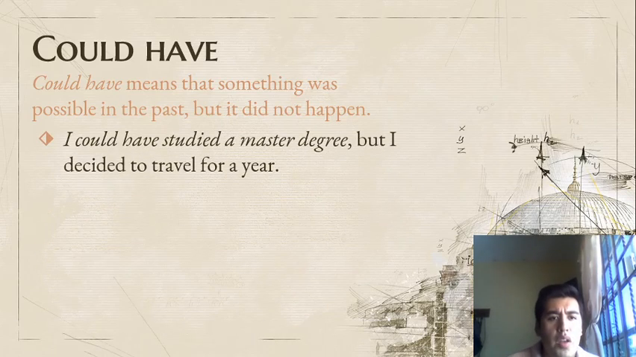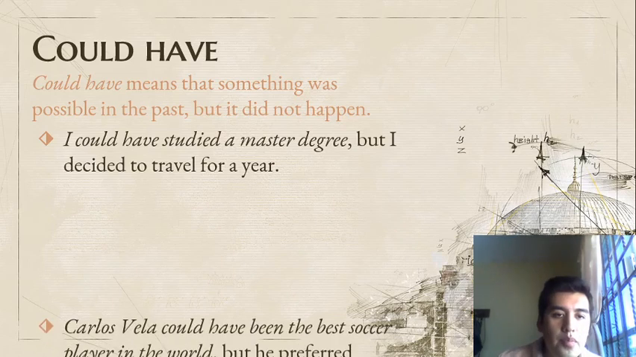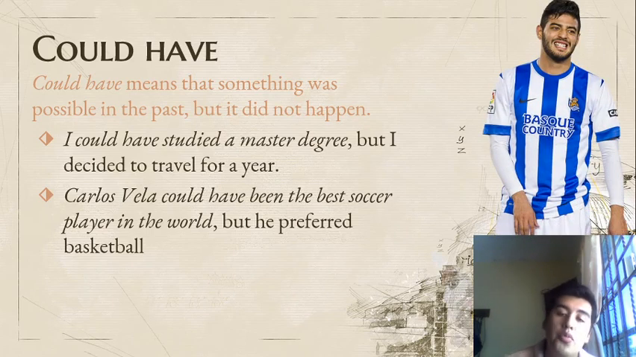It is like this. I could have studied a master's degree, but I decided to travel for a year. It was within my possibilities to study a master's degree at a good university, but I didn't want it. I wanted to travel around the world. Carlos Vela could have been the best soccer player in the world, but he preferred basketball. You know the situation, he didn't want it. He didn't want to be the best.